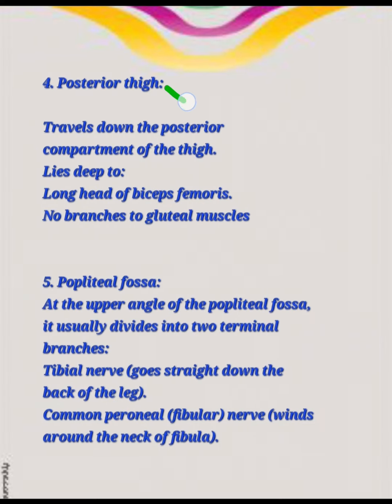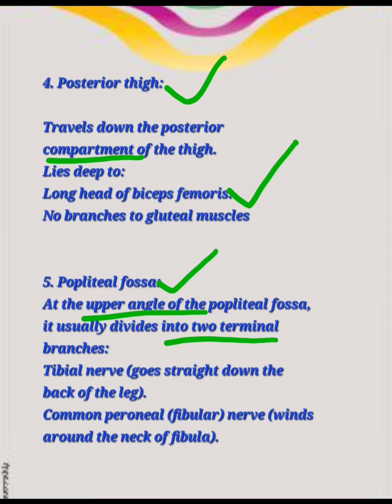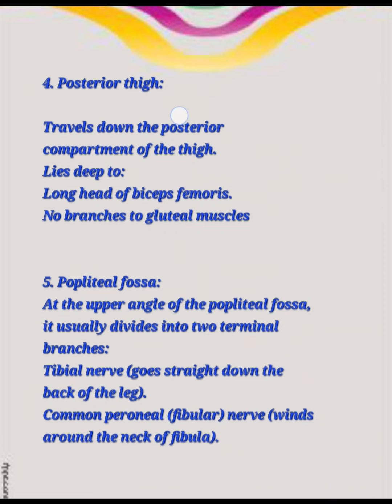After that, it enters into the posterior thigh, that is the posterior compartment of it, and here it lies deep to the long head of biceps femoris. Okay, and at last in the popliteal fossa, at the upper angle of it, it is going to divide into two terminal branches, as we saw before, the tibial and common peroneal nerve.